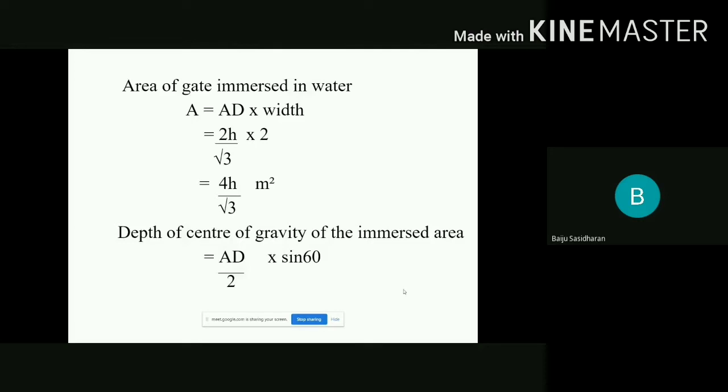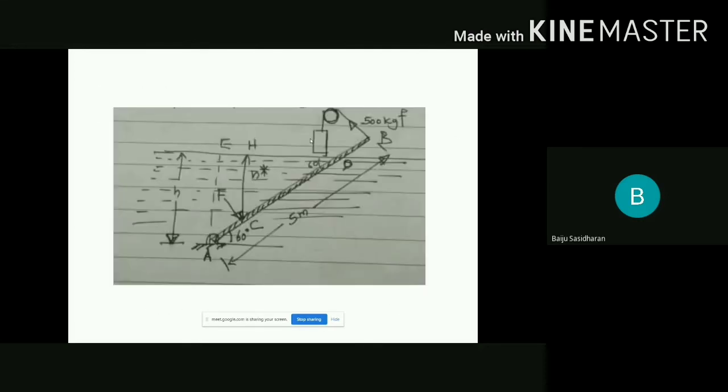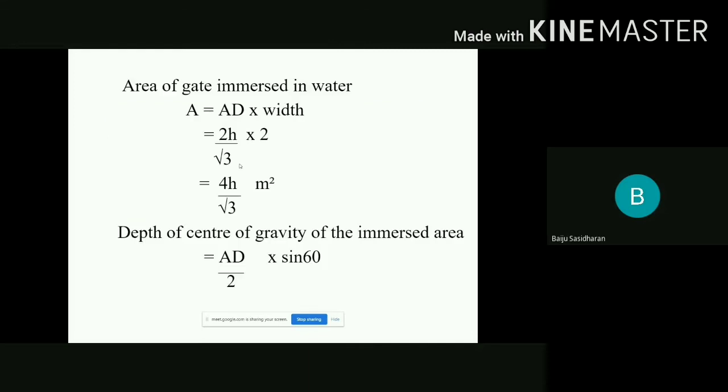Area of the gate immersed in water. So this distance you have to consider, that is, you have to consider this AD. That AD into its width, 2H by root 3 into 2. So it is 4H by root 3 meter square.